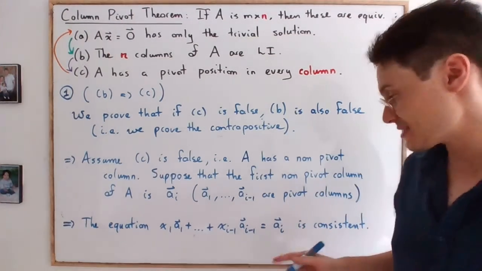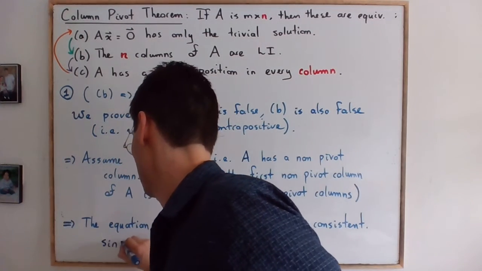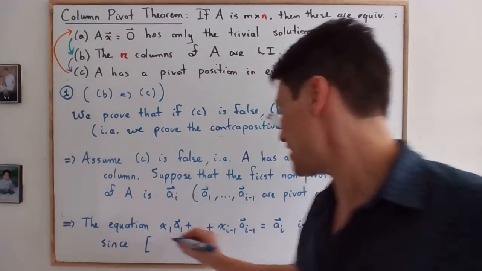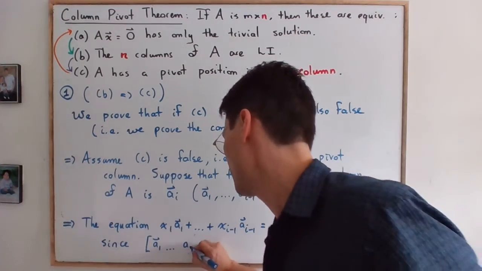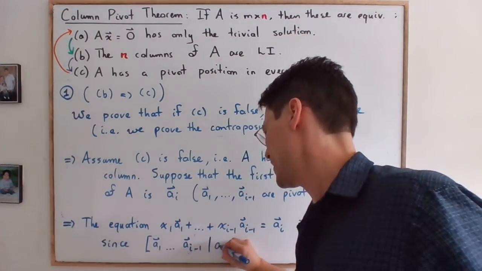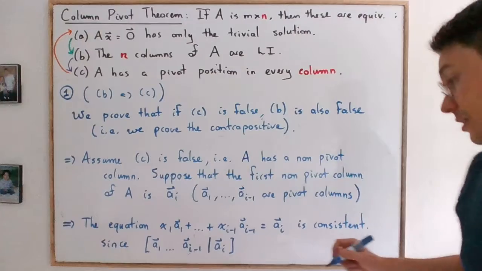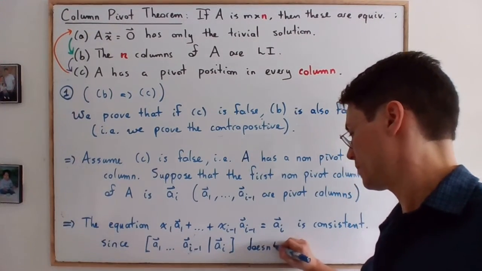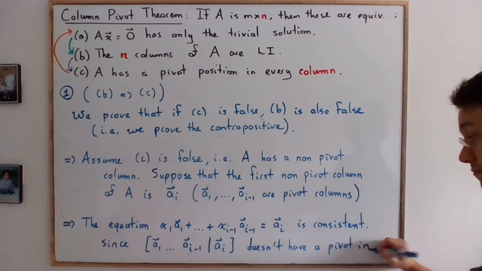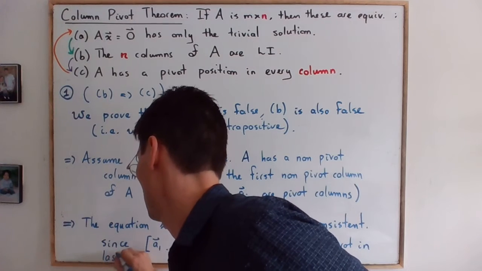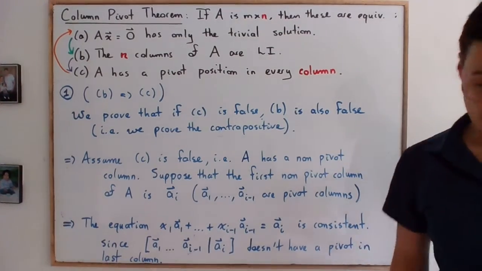And how do we know this? It's because we know that the augmented matrix with A1, all the way up to AI minus 1, with AI doesn't have a pivot in its last column.